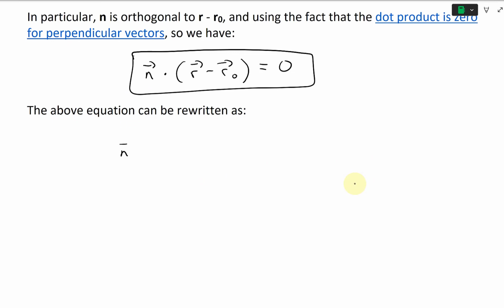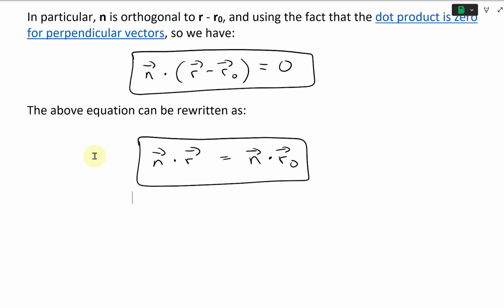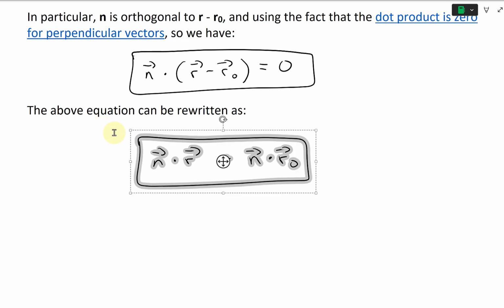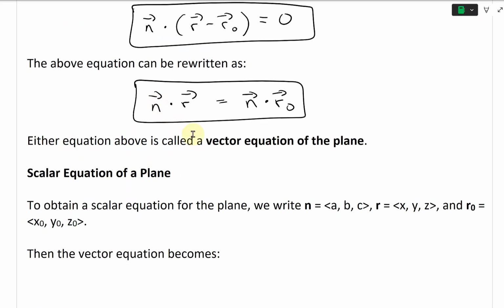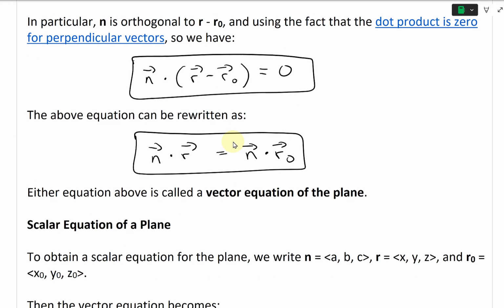We'll just write it as n dot, so it's a dot product, equals to, let's make it bigger. So this is going to be n dot r vector, and then this equals to, again, it's a dot product, not just a multiplication. You shift it over to the other side, n dot r naught vector. So you could write the equation of a plane in vector form in both of these formats. And yeah, so either equation above is called a vector equation of the plane.